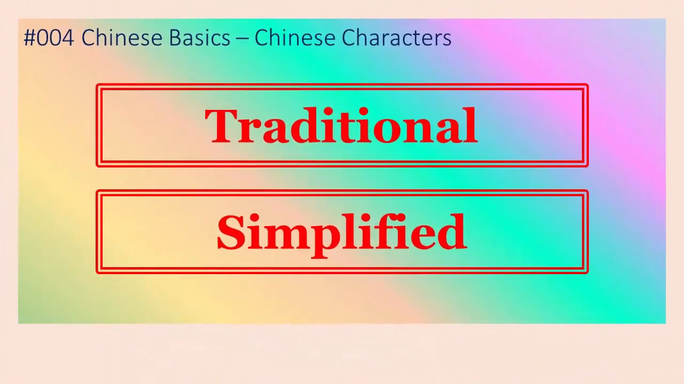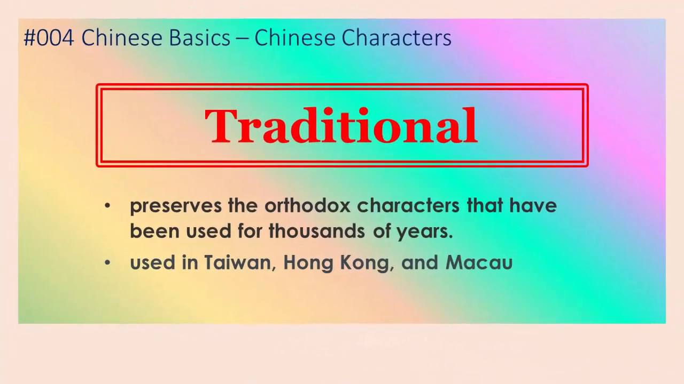There are two sets of Chinese characters. One is the traditional, and second, simplified. Traditional Chinese characters preserve the orthodox characters that have been used for thousands of years. Currently, it's being used in Taiwan, Hong Kong, and Macau.